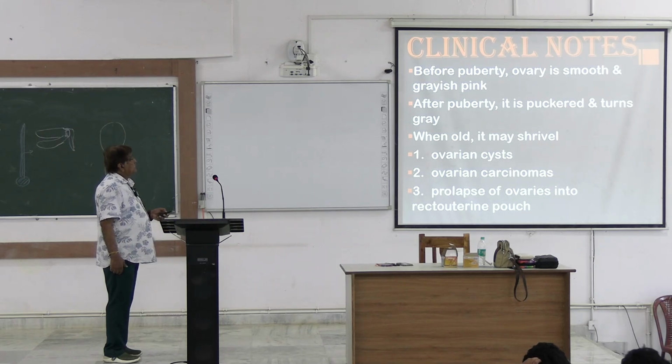Clinical notes: before puberty, the ovary is smooth and grayish pink. After puberty, it is puckered and turns grey. When old, it may shrivel. Now, ovarian cysts, ovarian carcinomas, prolapse of the ovaries into the rectouterine pouch.